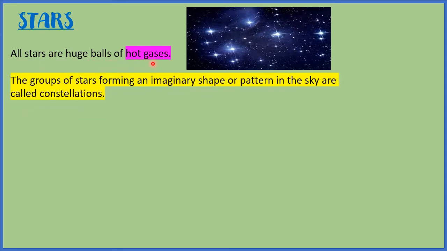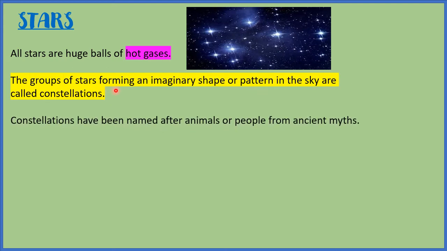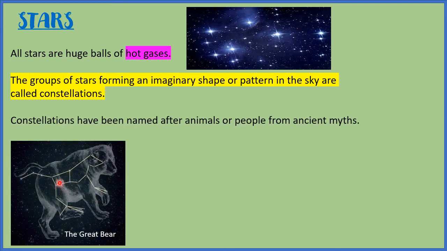On a clear night, you can see thousands of stars twinkling in the sky. All stars are huge balls of hot gases. The groups of stars forming an imaginary shape or pattern in the sky are called constellations. Constellations have been named after animals or people from ancient myths.